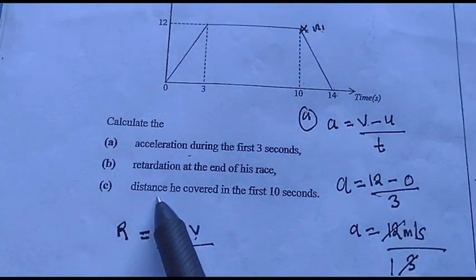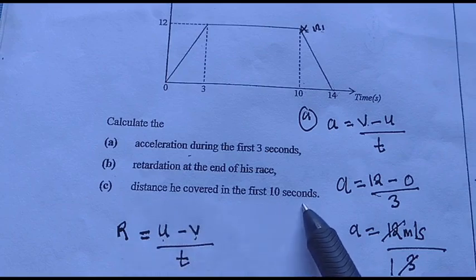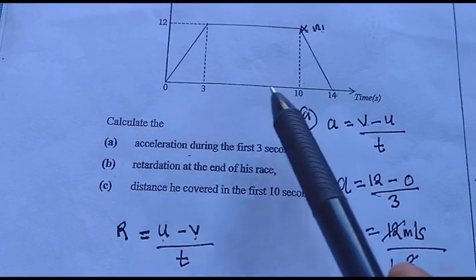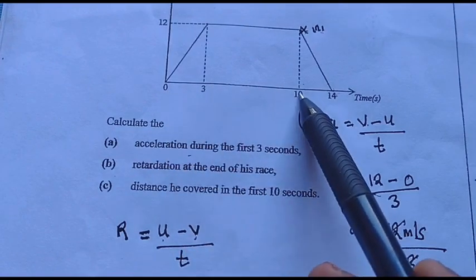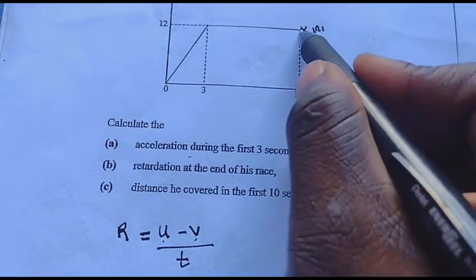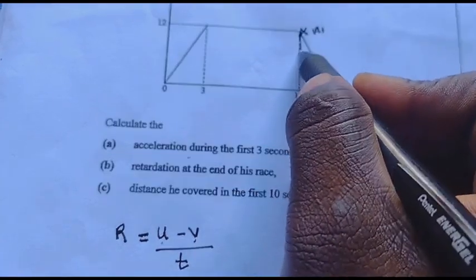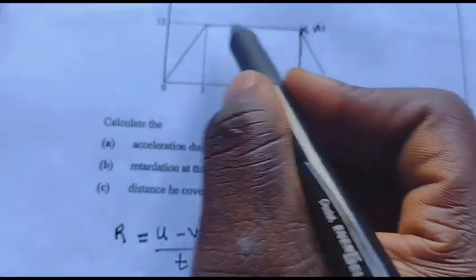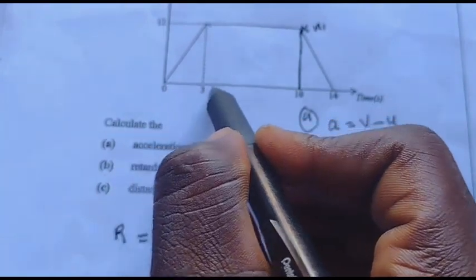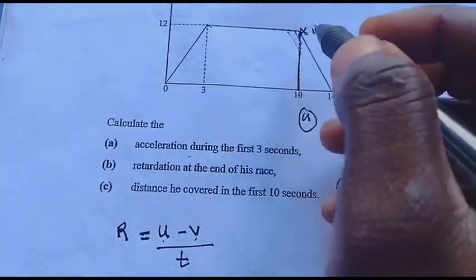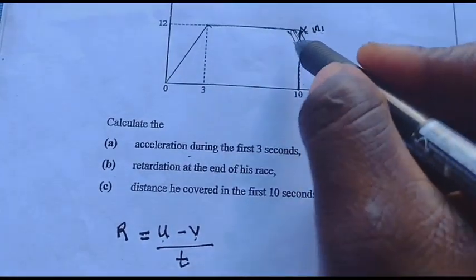Calculate the distance covered in the first 10 seconds. So we are going to locate or identify where 10 seconds is. From 0, 10 seconds is right here. Okay. So let us identify the shape that we are going to have. You can check, this is the shape, not so. So they want to find the distance that I'll shade right here.